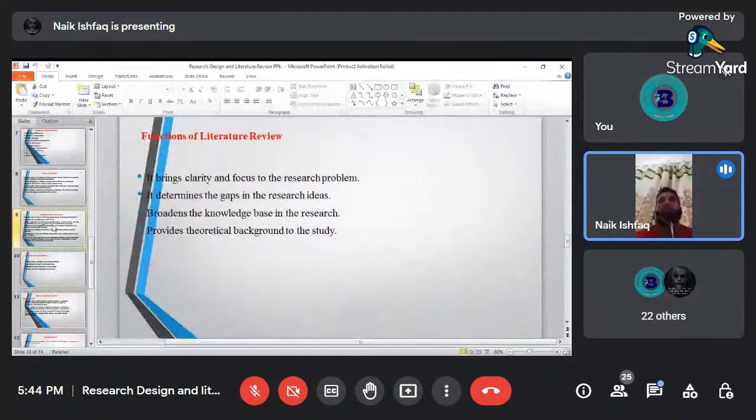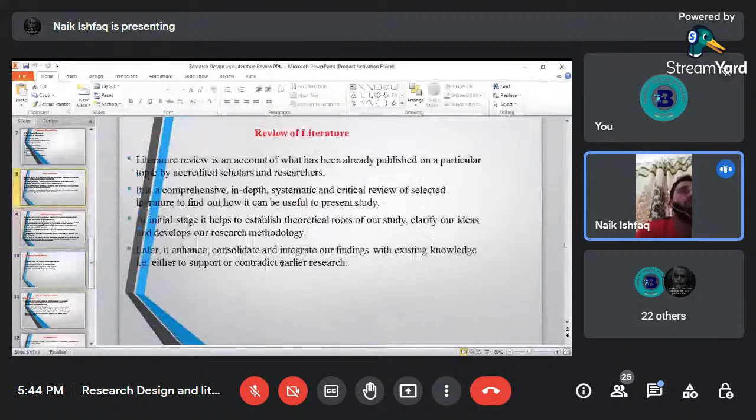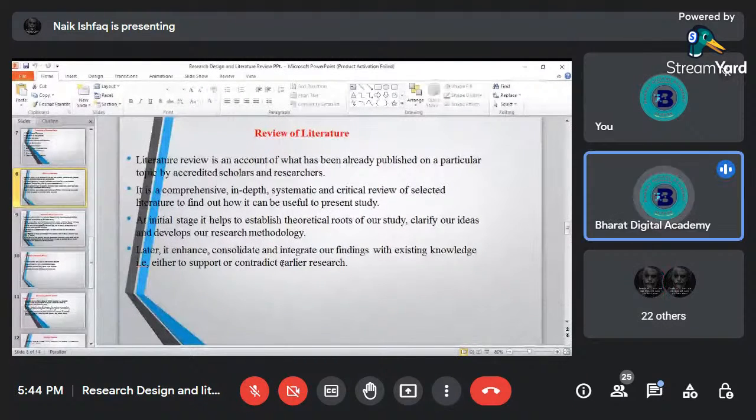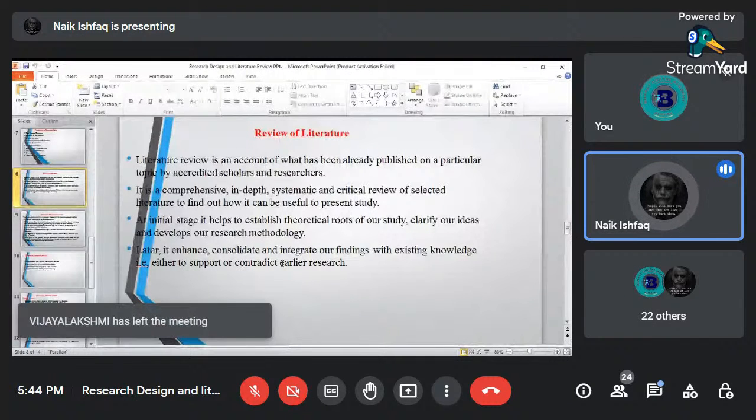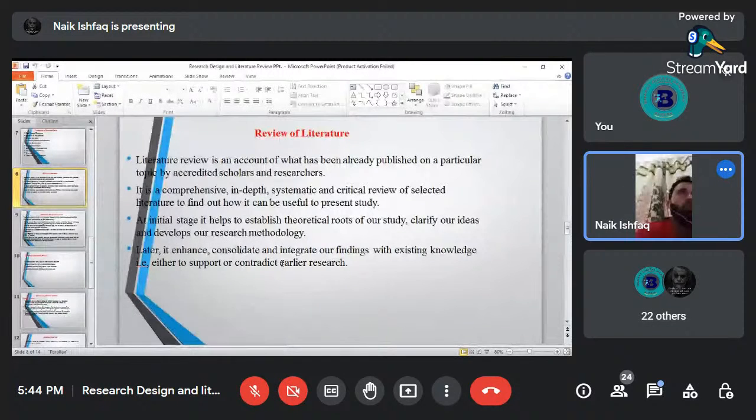There are a number of studies on the topic that have already been done by other scholars. So we go through different phases, and we read those papers and we see what has already been done.